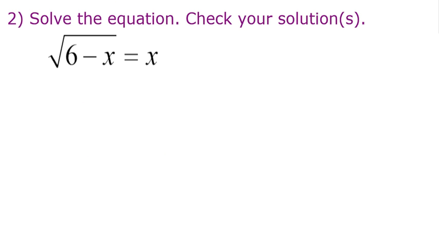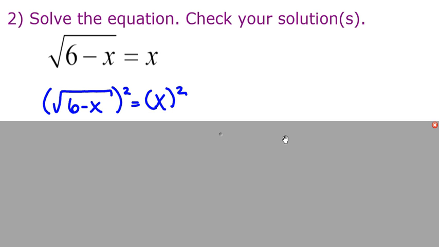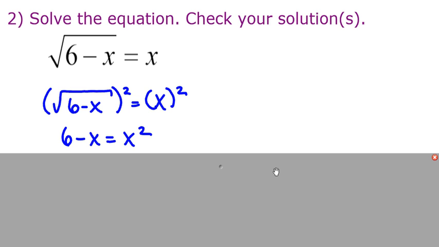So let's try another one. Here we want to solve our equation. We have the square root of the quantity 6 minus x equals x. Again, taking a look at the equation, we can see we have a radical alone on one side, and we want to undo that. So again, to undo a square root, we're going to square each side of the equation. Therefore, we have 6 minus x equals x squared.